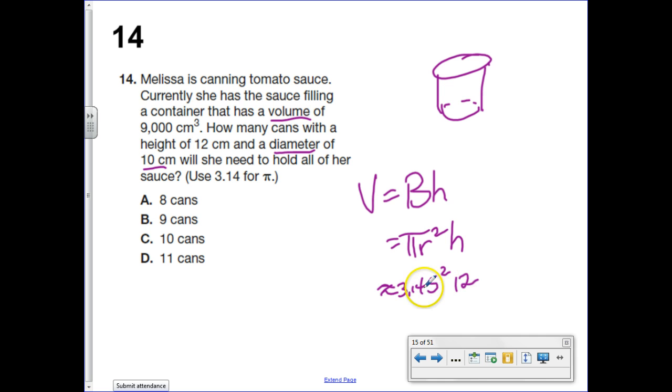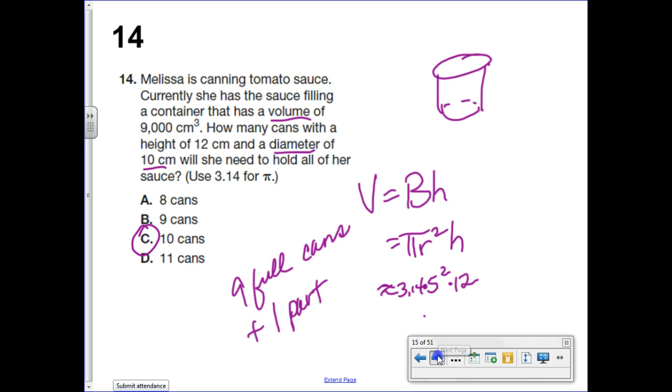When you plug this all in, you end up with a value that's over 9,000 something. You get like 9,400, something like that. And you will fill 9 cans full, and you'll still have some left over. And you'll have one partial jar or canister. And so that's why you have to choose C.